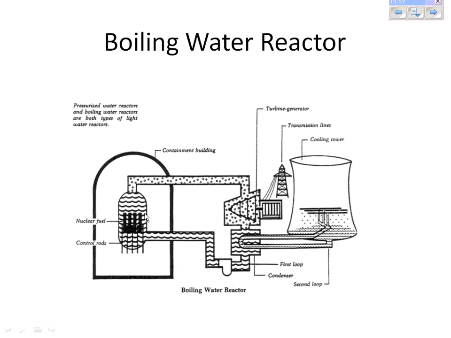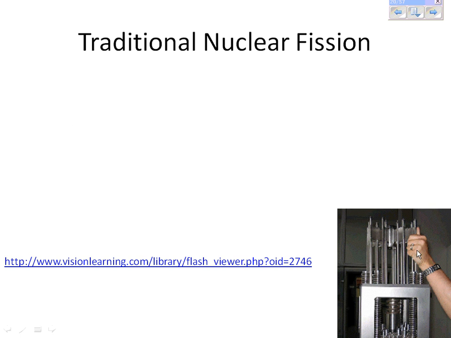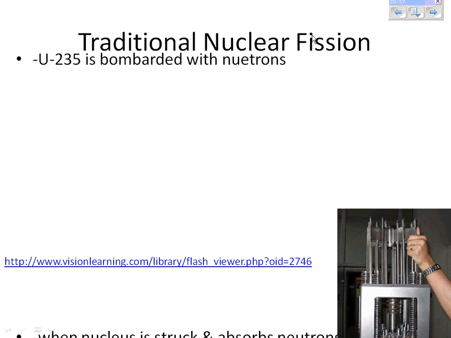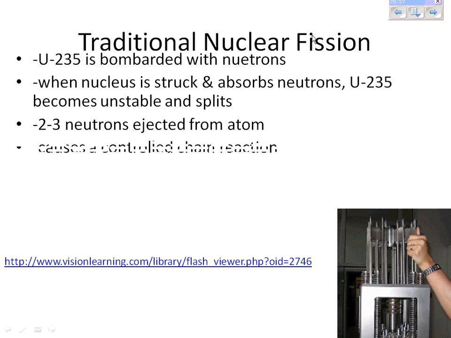The way that it works, and this was the slide that I showed you guys, is U-235 is bombarded with neutrons. When the nucleus is struck, it's going to absorb the neutron, and U-235 will become unstable and split. 2 to 3 neutrons are ejected from the atom, causing a controlled chain reaction. Basically, we're looking for that energy as heat, and then we're going to use that heat to make electricity.